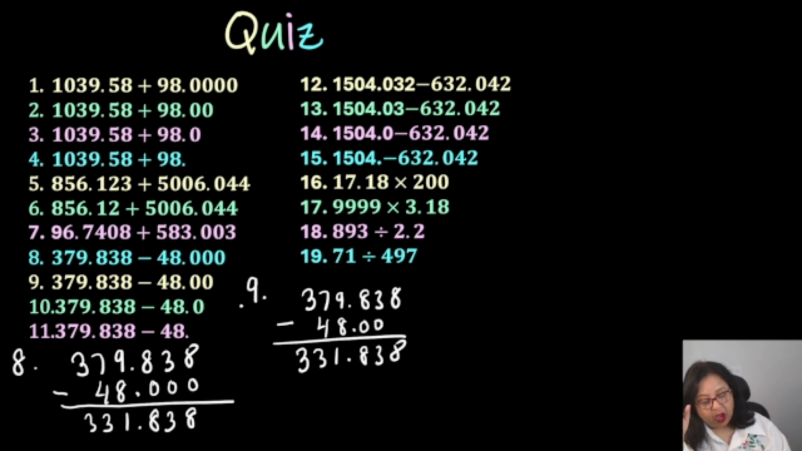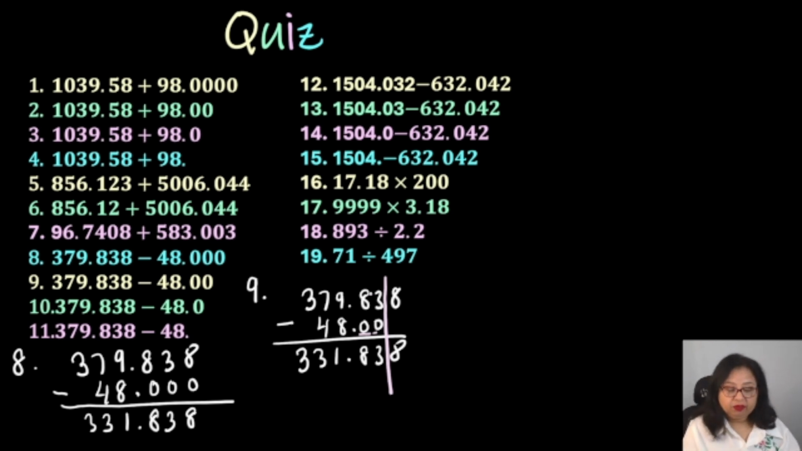Okay, so how many decimal places must this final answer be rounded off to? Did you say 2? Is that because the number being subtracted, which is 48.00, has 2 digits after the decimal? Alright, so I've drawn this line which separates the 2 decimal places on the left hand side. On the right hand side of this line, there's only 1 digit.